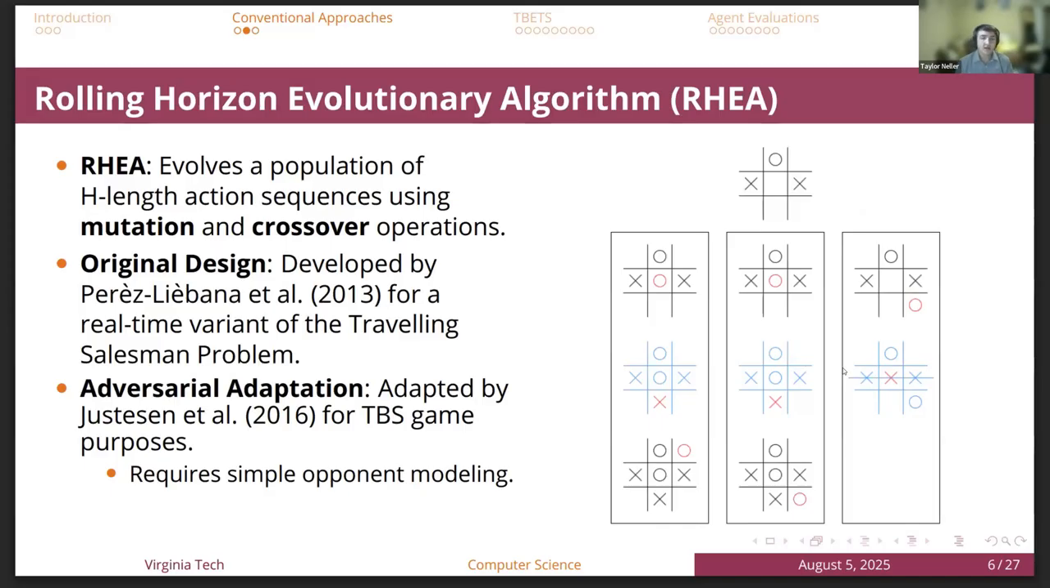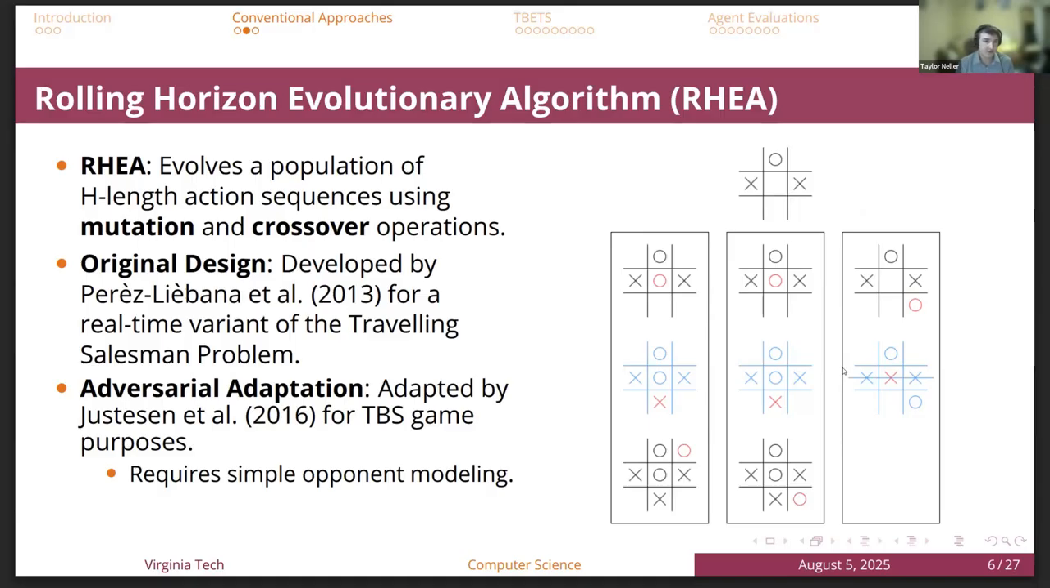In RHEA, you instead have a population of H-length action sequences, where H is the horizon length, and then you use mutation and crossover operations to get a better and better population of action sequences. To give a visual example here on the right, we have a root node up top, and then we have 3 action sequences with horizon 2 for 2 current player moves. The current player is O here.